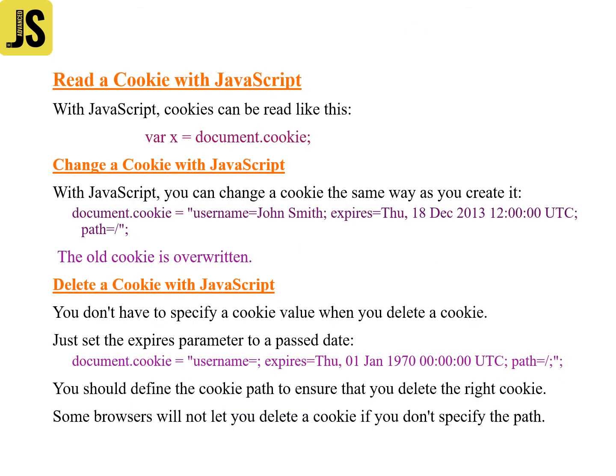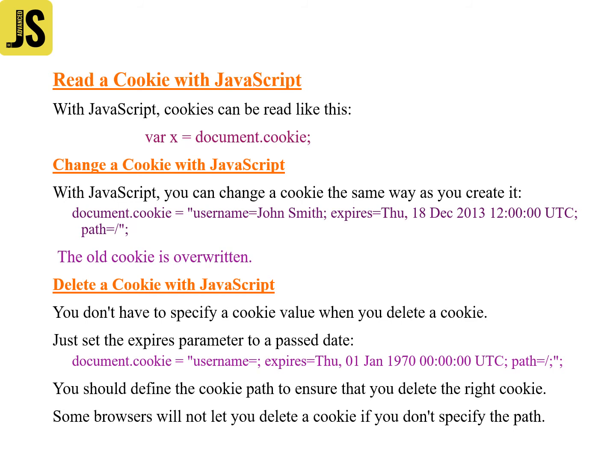Then how can we read a cookie with JavaScript? Initially we studied how we can create a cookie. Now we can see how we can read a cookie with JavaScript. With JavaScript, the cookies can be read like this: variable x is equal to document.cookie. Likewise, we can read a cookie.